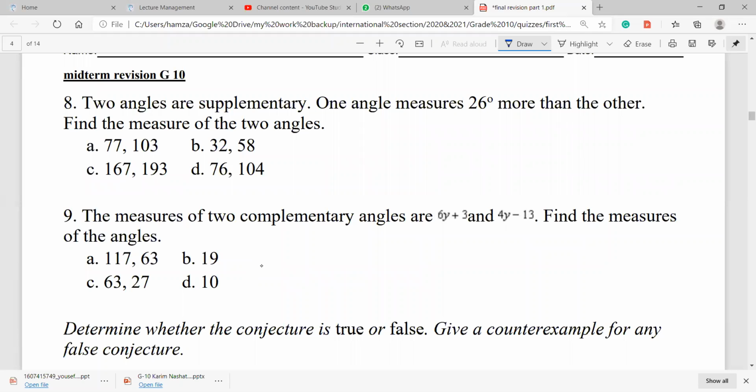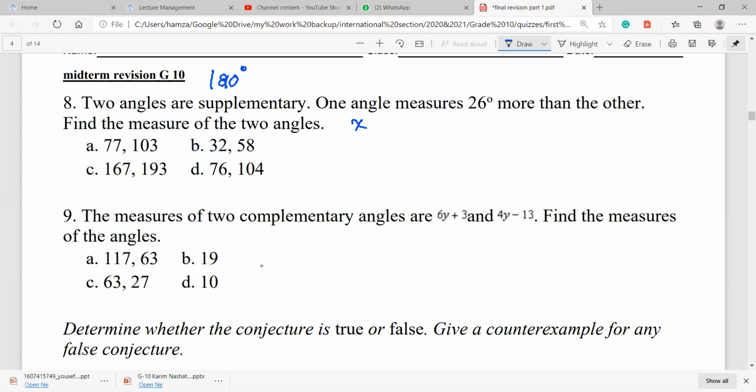The next one we talked about two angles, guys. We have two angles, and these two angles are supplementary. Supplementary means their sum is what? Their sum is 90 degrees. I'm sorry, 180 degrees. One angle measures 26 more than the other. So one of them is 26 more than what? The other.